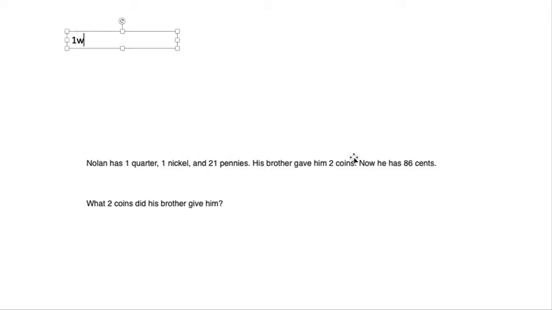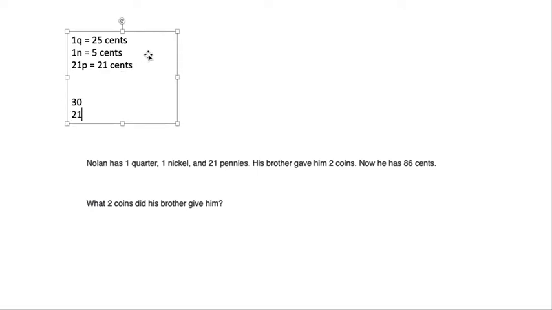So I know that 1 quarter is 25 cents. 1 nickel is 5 cents. And 21 pennies is 21 cents. Okay. I know that 25 plus 5 is 30, and 30 plus 21 gives me 51. So he has 51 cents.